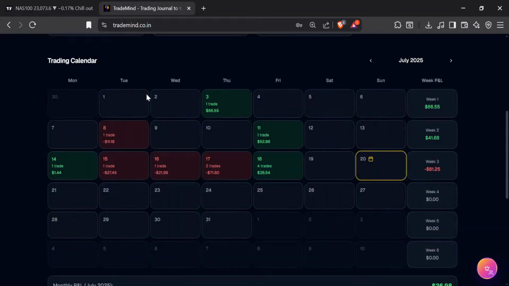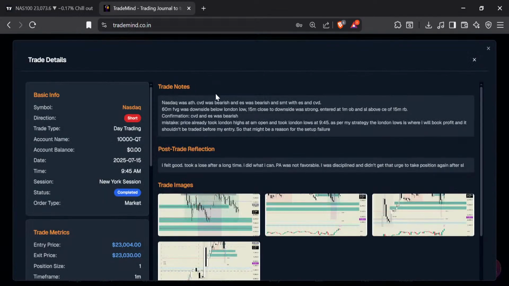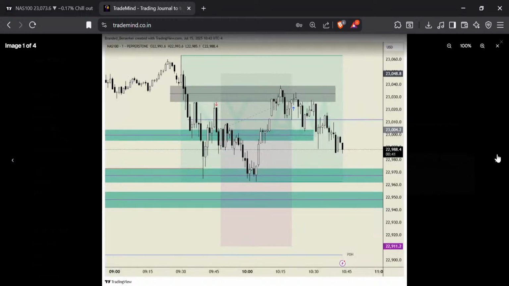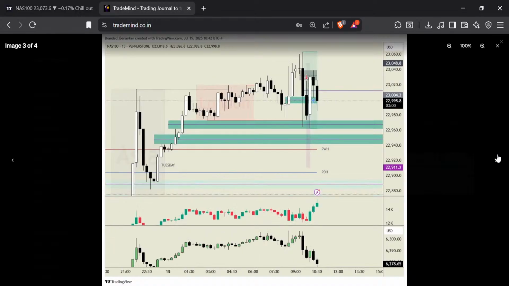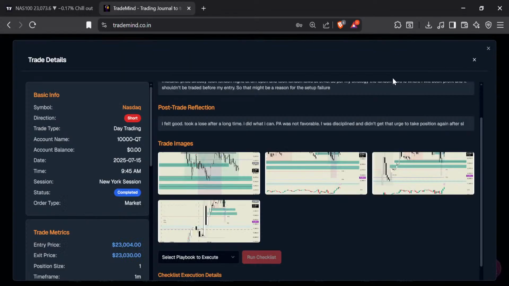So looking at Monday's trade, it's a loss. It's a loss that we are supposed to take. This one we can't do anything about, it's a loss, so I'm good with it.